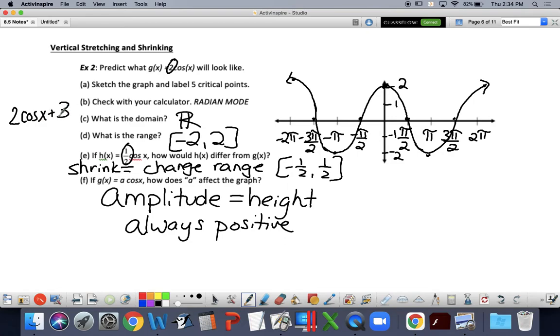So did it change the cosine function? Does it still have that same height? Does it still have that same amplitude? All it did is it took that cosine function and shifted it up, right? It shifted it up by 3 units.